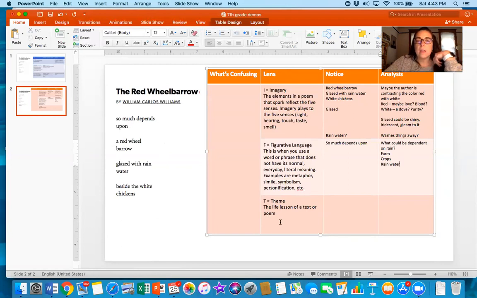Okay, then finally, the theme. You know theme. We've talked about theme already this school year. Theme is the life lesson of a text or a poem. And remember that theme has to apply to your life. So if we said, what is the theme of this poem? A theme would not be that I need to go put chickens in my wheelbarrow. I don't have a wheelbarrow or chickens. I don't live on a farm. That's too personal to me. We have to have a wider idea. Something about this poem has to teach me something about my life.